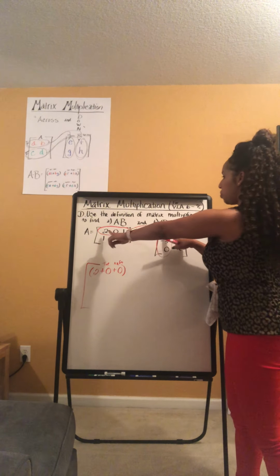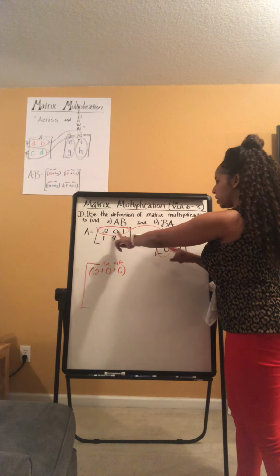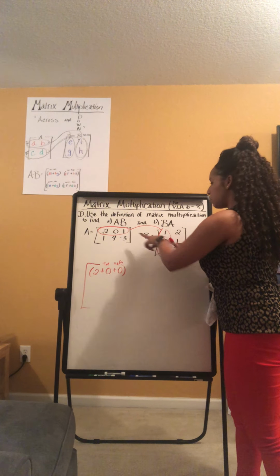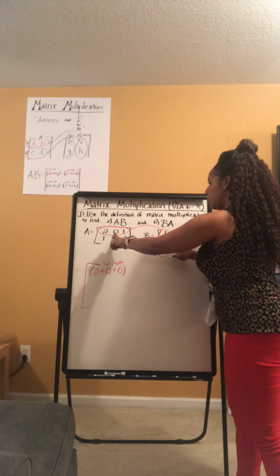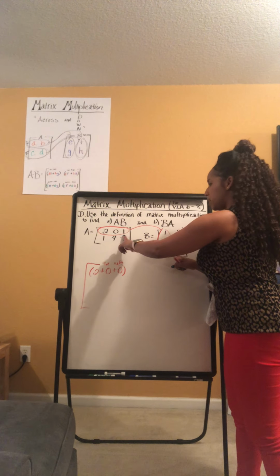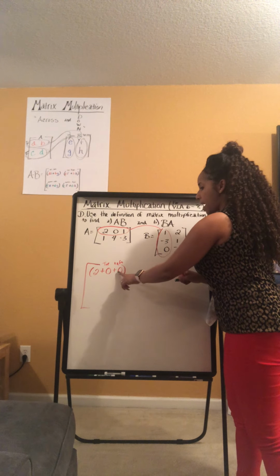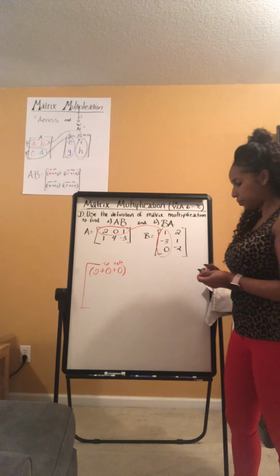You got it? Each one gets its own partner. It's not like the 2 goes with the 1 and then the 2 goes with the negative 3. It doesn't work like that. The 2 is with the 1, the 0 is with the negative 3, the 1 is with the 0. And we want to add in between the products.